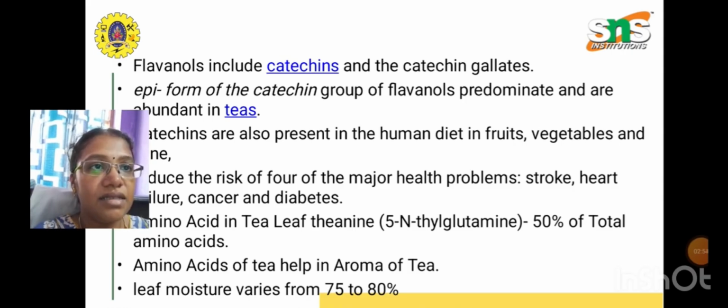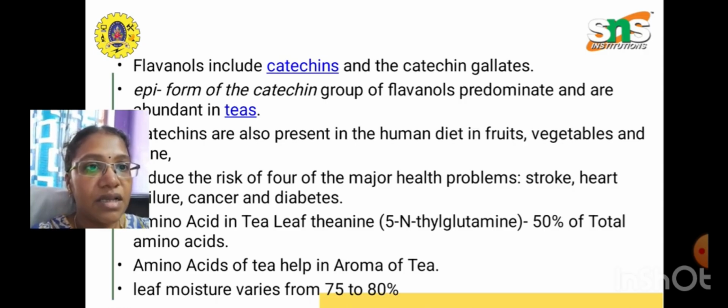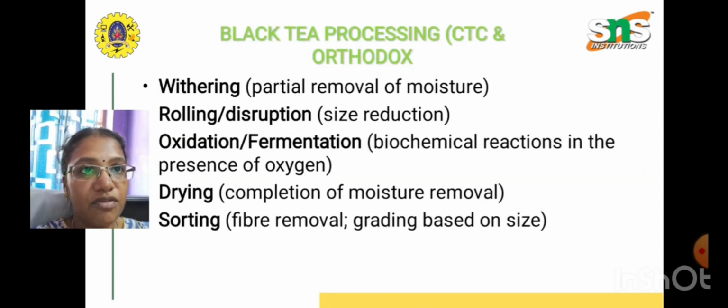The main thing is that this is one of the flavonoids that is present in any type of tea. These are mainly present in human diets in fruits and vegetables, and they also reduce the risk of 4 types of major health problems like stroke, heart failure, cancer, and diabetes. And the main thing that plays a role in the aroma is the amino acids that are present in the tea leaves, and the moisture content of the leaf varies from 75 to 80%.